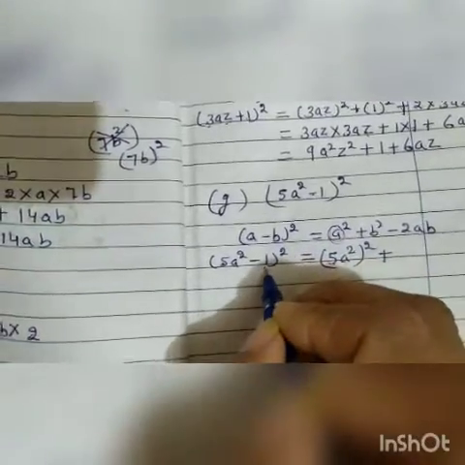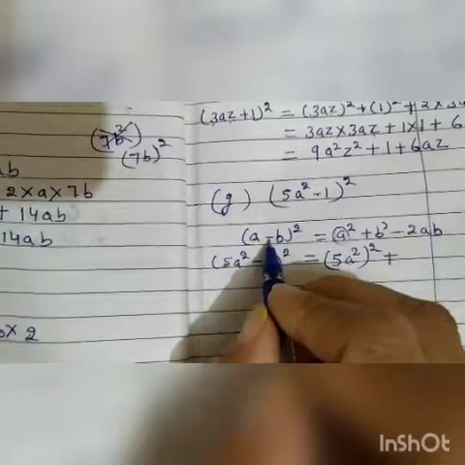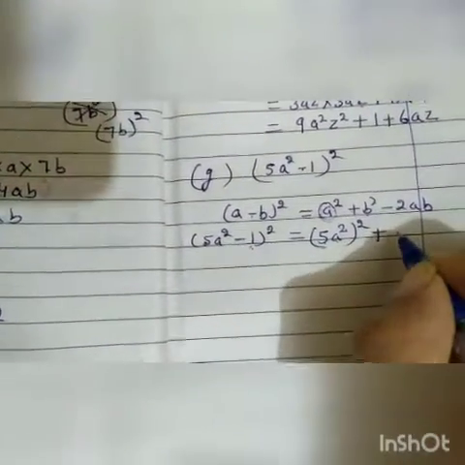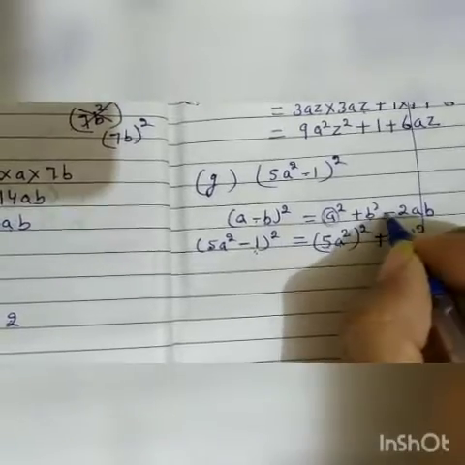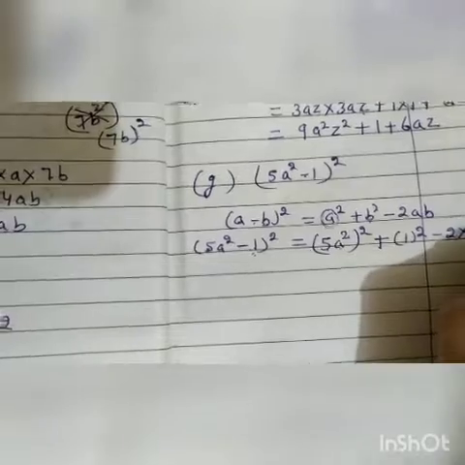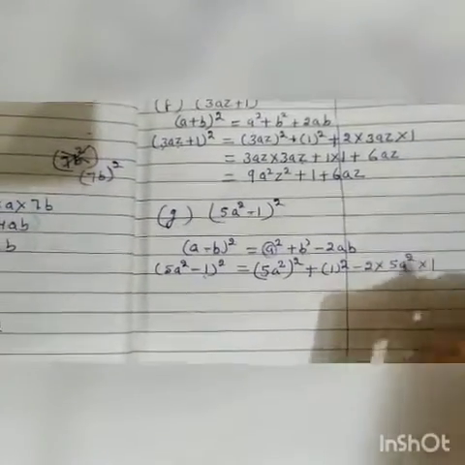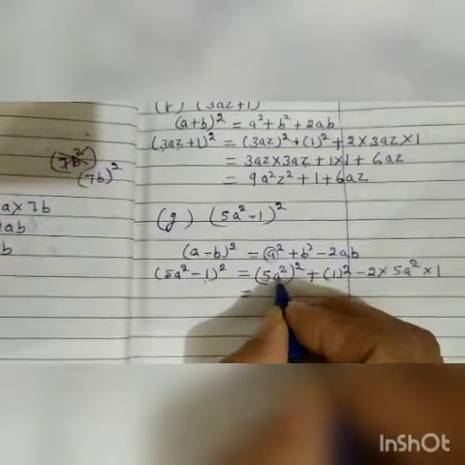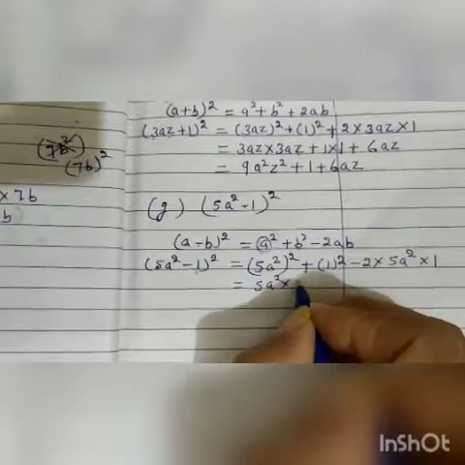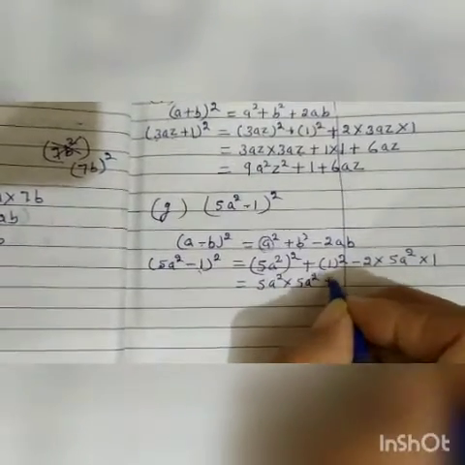Student, b will be considered as 1 because we are already using the identity with the minus sign. So the value of b is 1, not minus 1. So b is 1 square. Now minus 2 into a is 5a square and b is 1. Now 5a square whole square means 5a square multiplied by 5a square. Then plus 1 square.